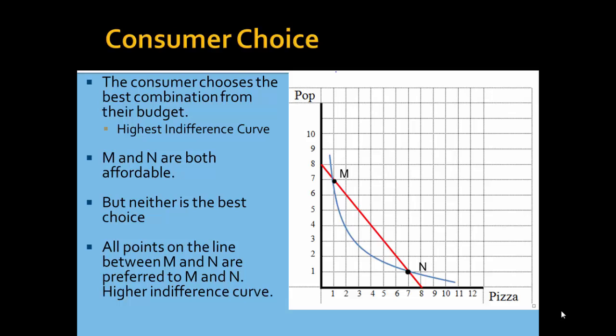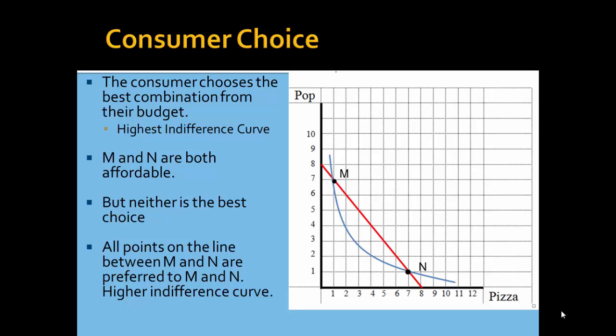If we draw an indifference curve and a budget constraint on the same map, we can consider the choice that's facing a consumer. If you look at the graph that we've drawn here, we've got an indifference curve that contains the point M and the point N, and both of those points are also on the budget constraint. What we can say then is M and N are both affordable. But can we say that M and N are the best? And the answer is no.